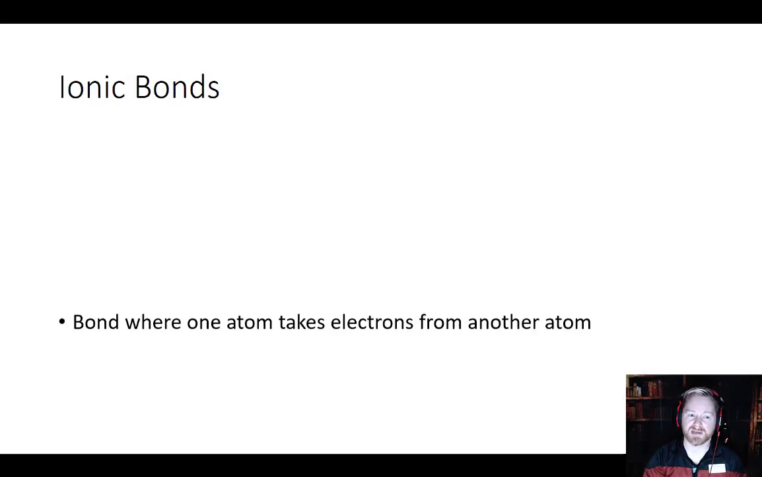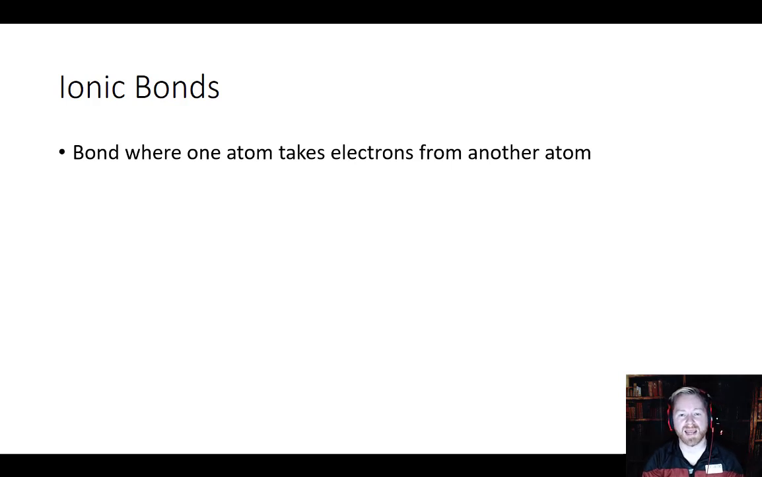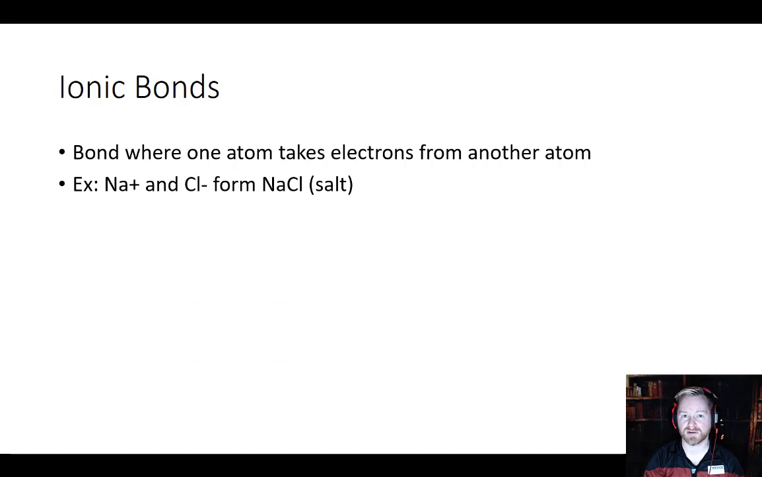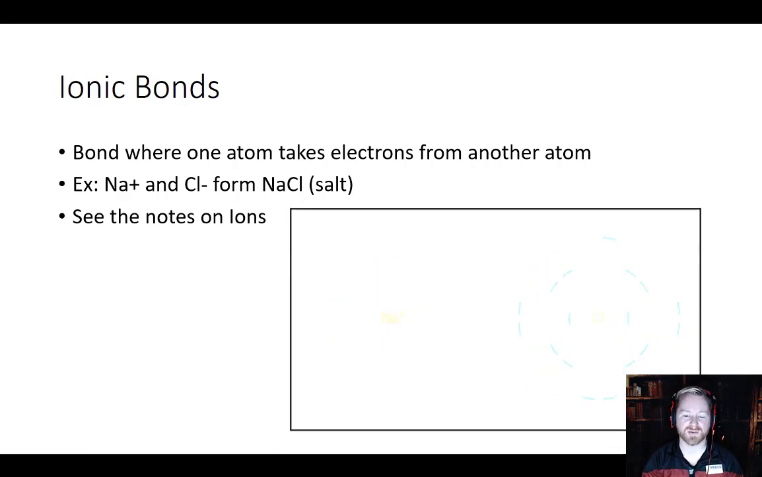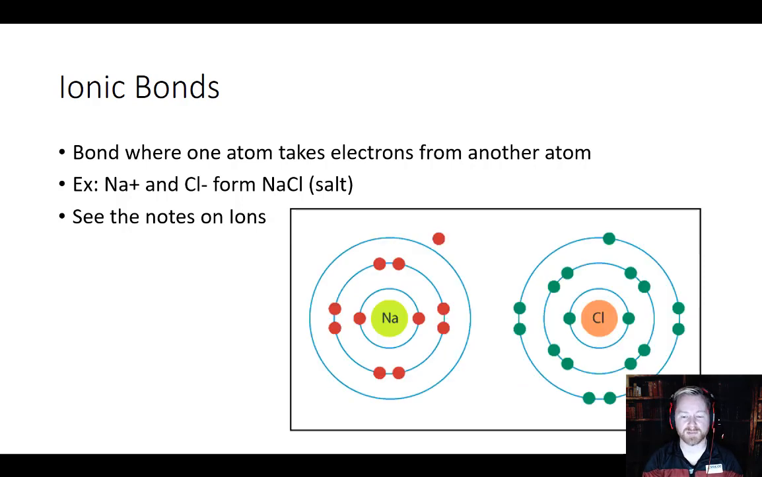Ionic bonds, which we've covered before, right? A bond where one atom takes the electron from another atom. It's not being shared. That electron's only going to stay with that one atom. It's never going to go to the other. But we get the forming of ions, right? So we get a positive sodium, a negative chlorine. They stick together and form NaCl. If you don't remember, go back and look at the notes that we covered on what an ion is, because we also covered ionic bonds there. The little illustration shows how that happens.